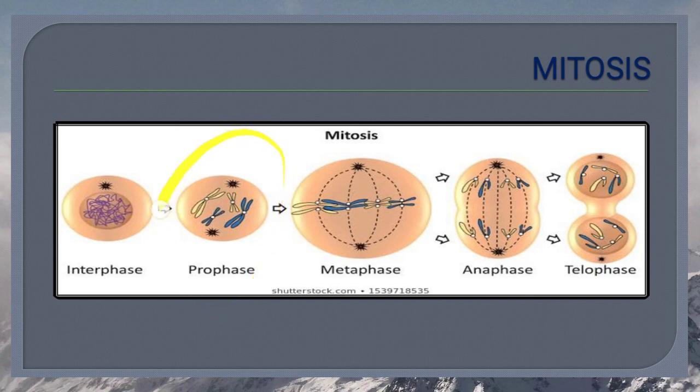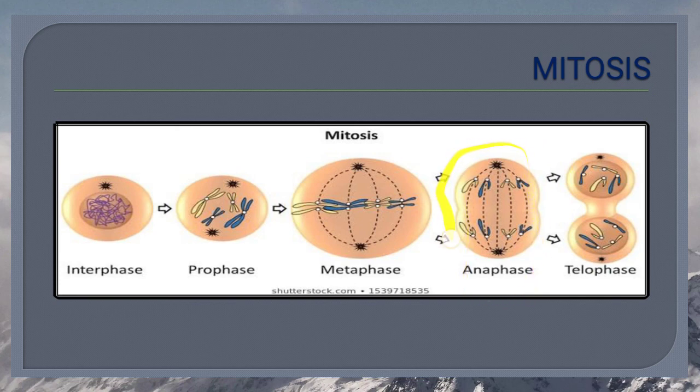Next stage metaphase. Nuclear membrane dissolves. Spindle latches on the sister chromatids at the centromere. Spindle fibers move the chromosomes, and by the end of metaphase, all chromosomes are aligned in the middle of the cell, which is called the equatorial plane. Next stage anaphase. Spindle fibers contract and pull the sister chromatids apart. They begin to move to opposite ends of the cell.